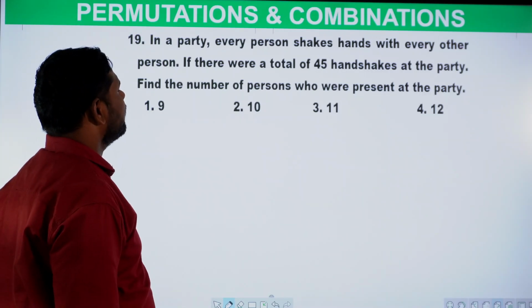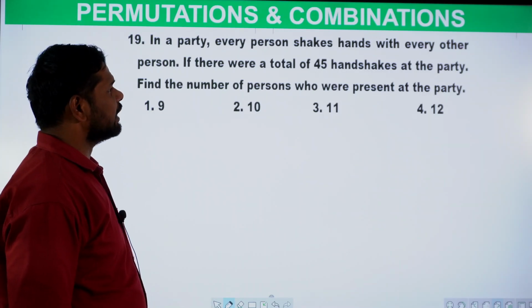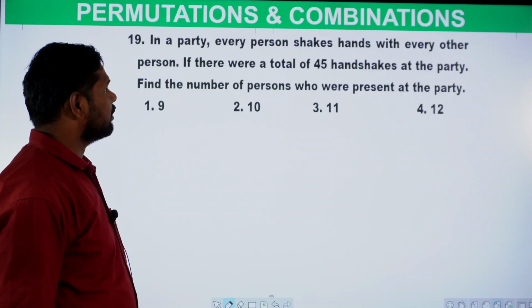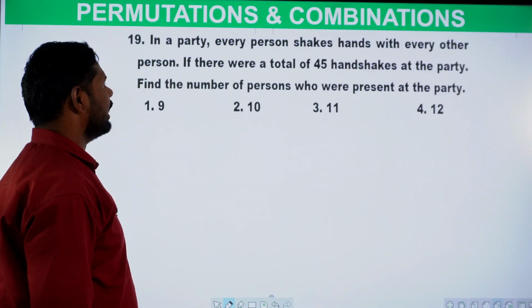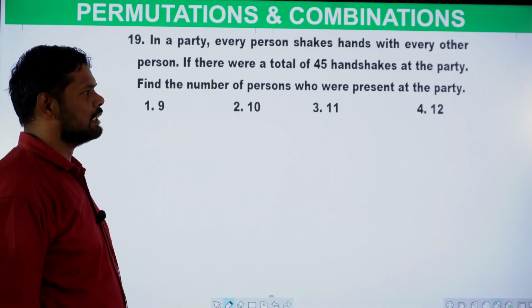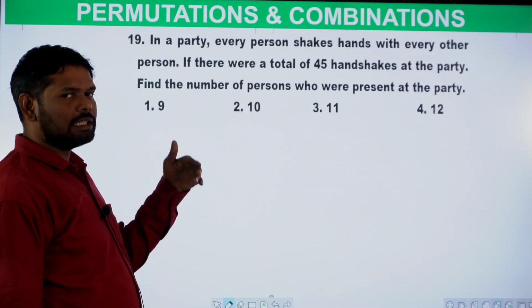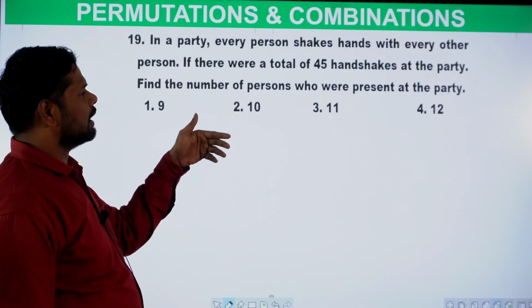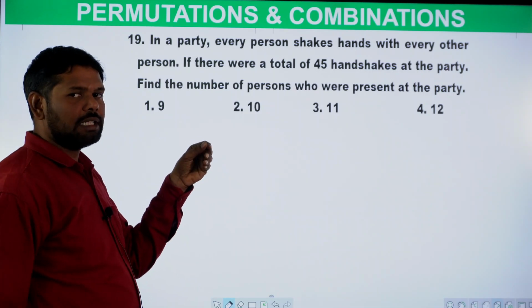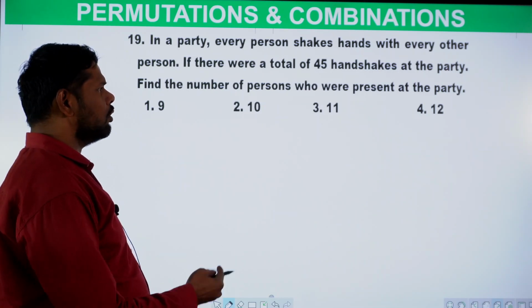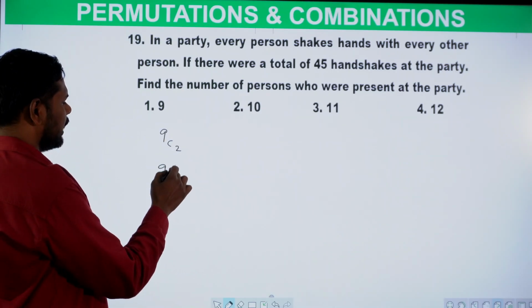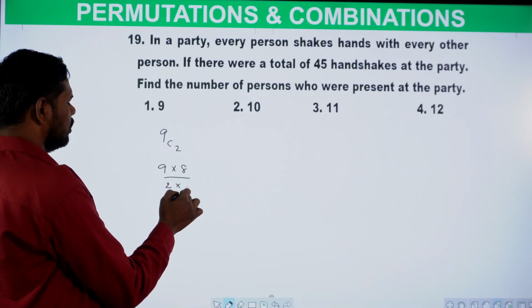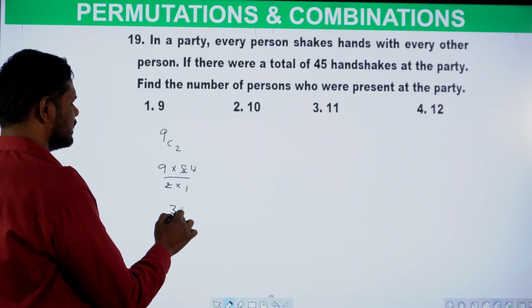In a party, every person shakes hands with every other person. If there were a total of 45 handshakes at the party, find the number of persons who were present at the party. So total handshakes are given, but they are asking about the number of persons present. Simple, you go in the reverse case. Take the first option, 9C2 to check. 9 into 8 by 2 into 1. 2 1s are 2, 2 4s are 8, 9 4s, 36. Wrong answer.